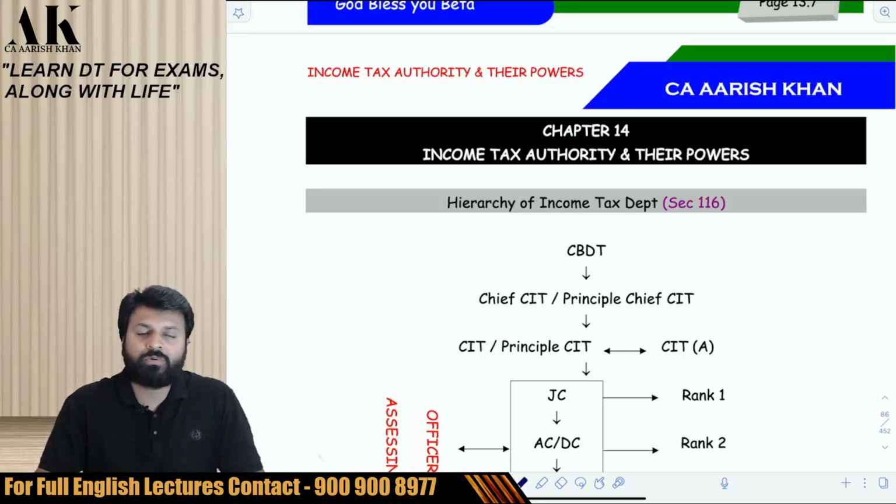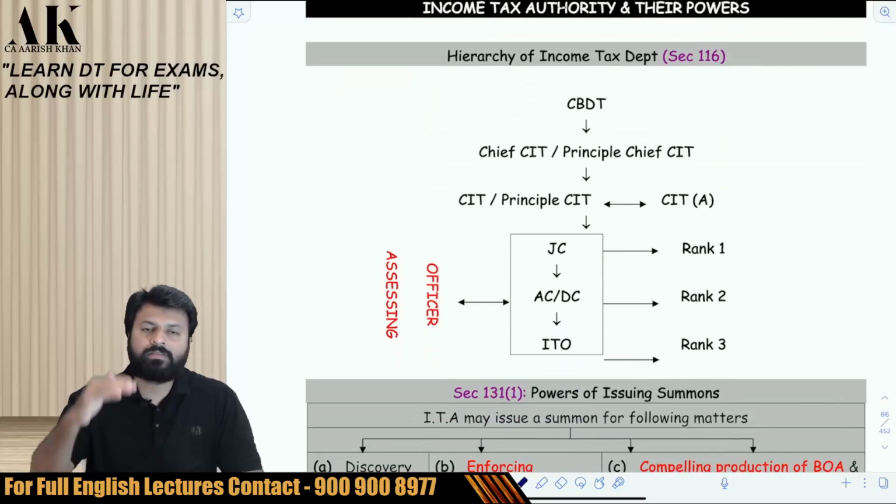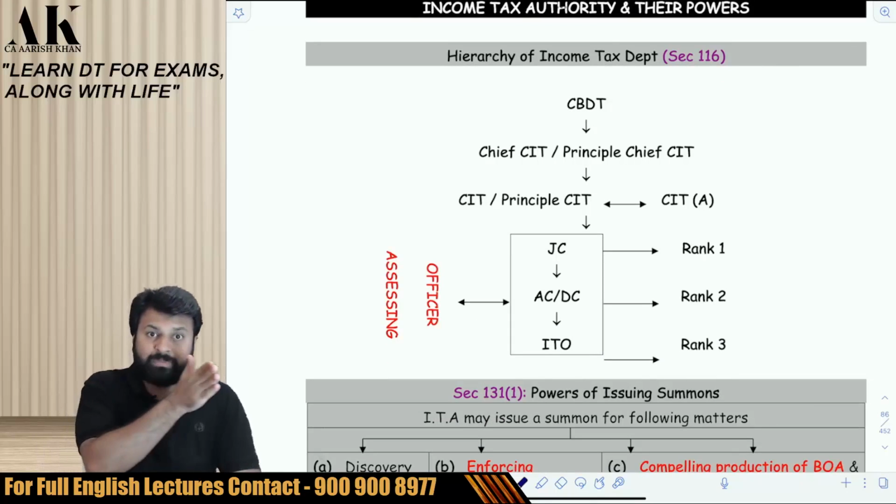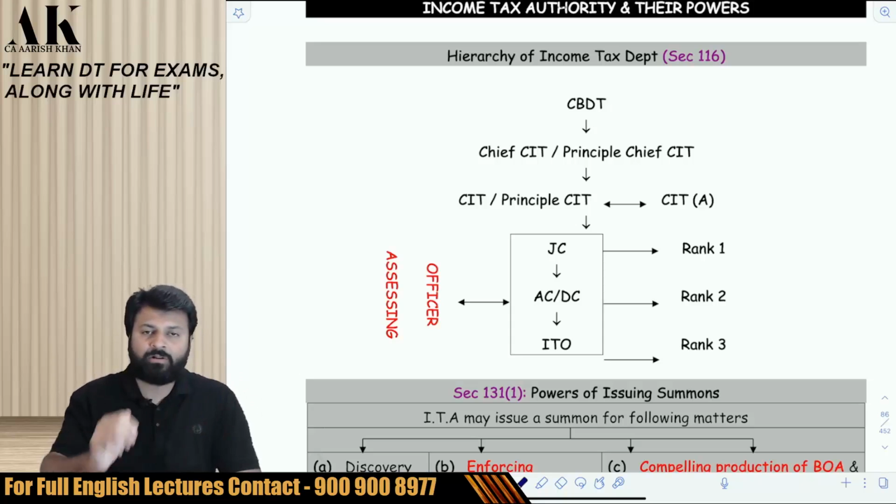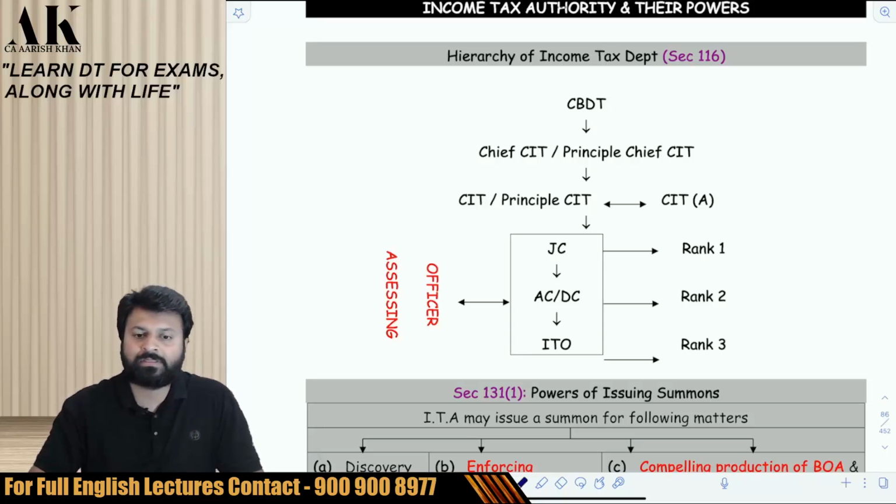So, the first thing which we need to understand over here is the income tax authority. As you can see over here, income tax authority is mentioned in section 116, which starts with CBDT, then Chief Commissioner, Principal Chief Commissioner, then Commissioner and Principal Commissioner. Besides that, there is a Commissioner of Income Tax Appeal also, who will handle appeal and other aspects. And then below the CIT, there are three authorities, that is JC, that is Joint Commissioner, Assistant Commissioner, Deputy Commissioner, and then Income Tax Officer.